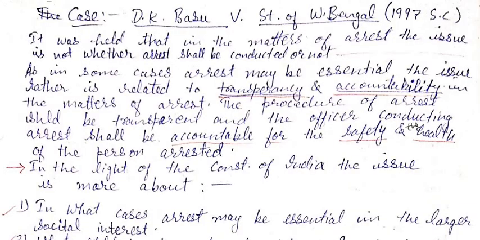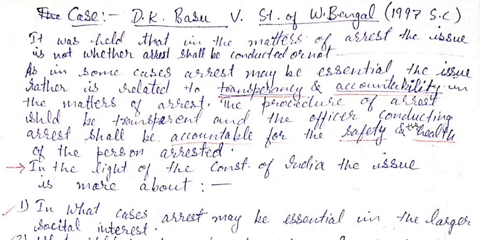So write down one case, DK Basu versus State of West Bengal, 1997, Supreme Court. It was held that in the matters of arrest, the issue is not whether arrest shall be conducted or not. Whether arrest should happen or not is not the issue. As in some cases arrest may be essential, the issue rather is related to transparency and accountability.